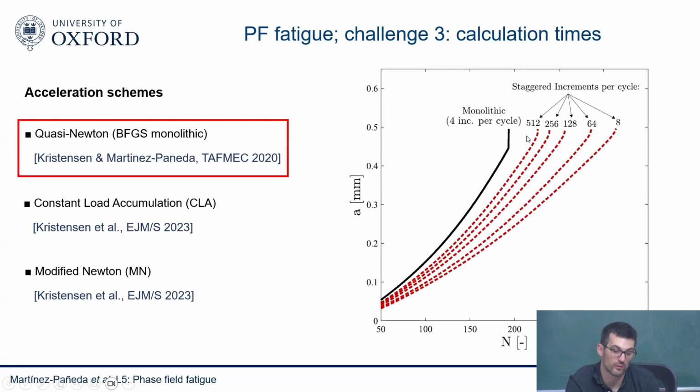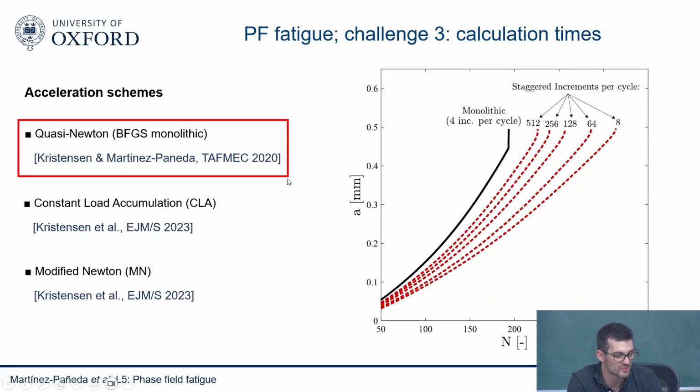When you compare particularly to single stagger schemes, these are far more efficient. You can see we get the right result with 4 increments per cycle versus staggered approaches where, even with 500, this is single pass, 500 increments per cycle, you're approaching the good solution, but you're not even there. So that can be a deal breaker.